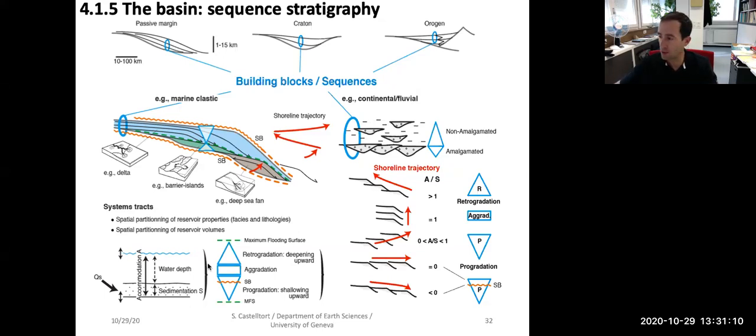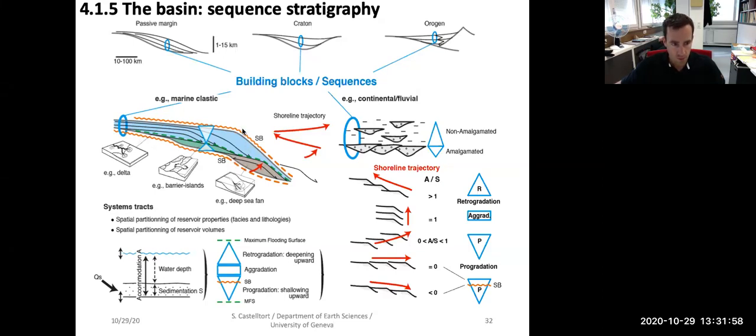And another important one, I didn't put flooding surface here. That's the turnaround between progradation and retrogradation, or between aggradation and retrogradation, FS, flooding surface, not maximum. And there is the sequence boundary. The sequence boundary is here, somewhere within progradation. Sometimes it's at the end of the progradation, sometimes it's within progradation. And that depends a little bit on where you are on this profile. But you see the sequence boundary is often an unconformity. And in sequence stratigraphic theory, it's associated with sea level fall.